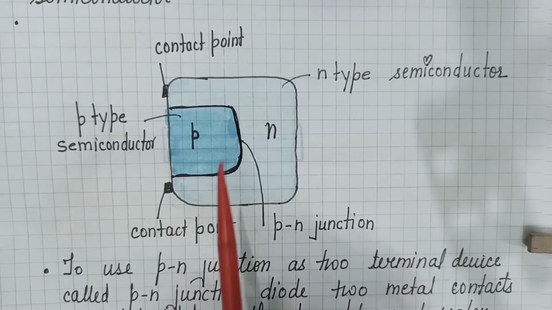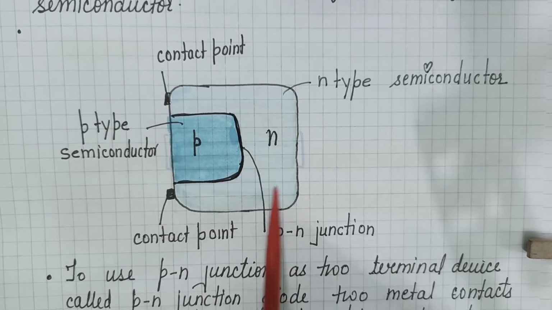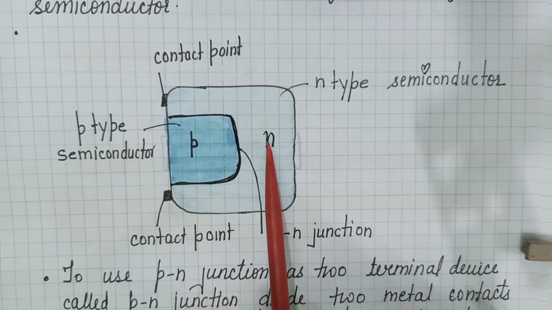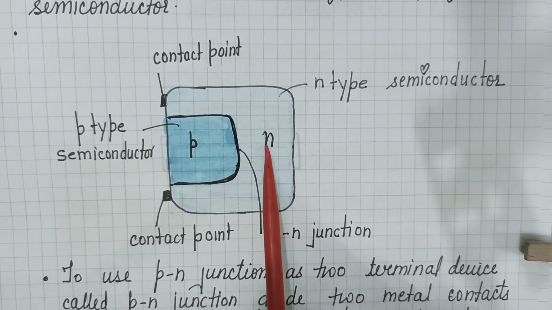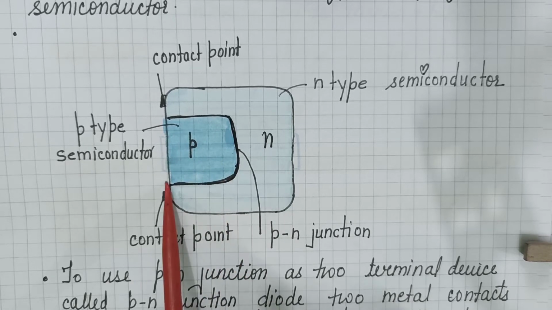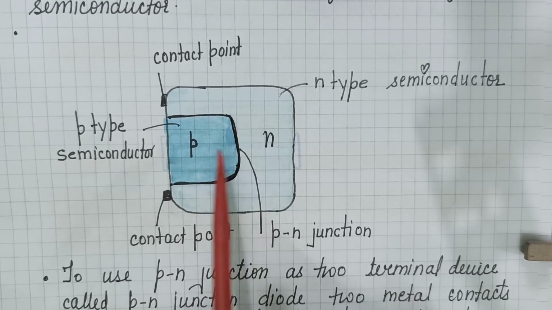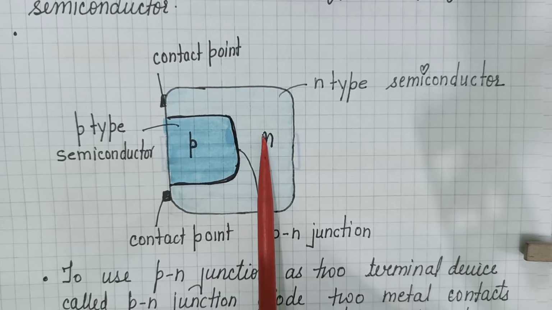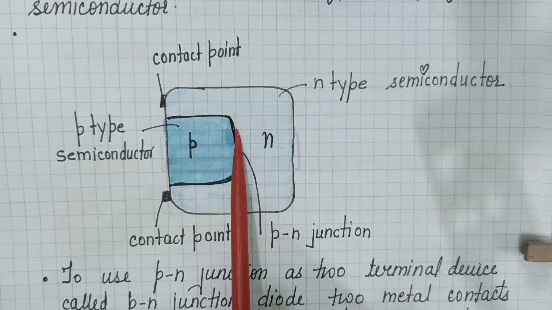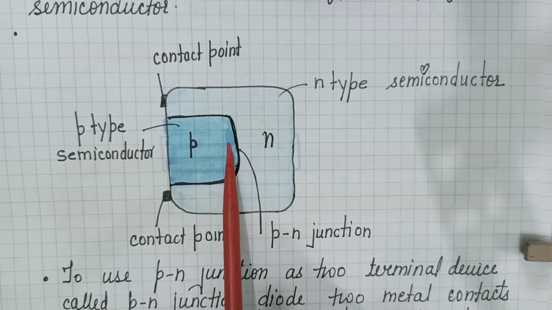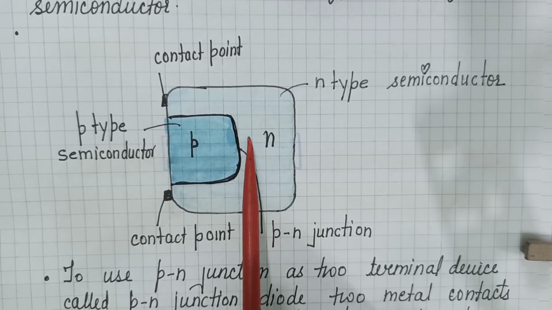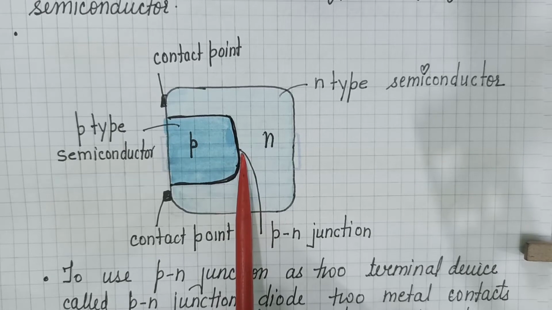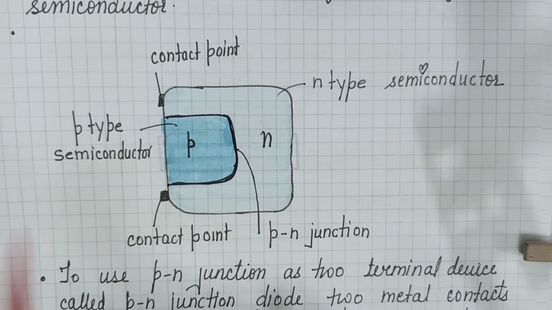Now come to the p-n junction. When a piece of pure semiconductor is doped on one side with pentavalent impurity and on the other side with trivalent impurity, the region where the P-type and N-type semiconductors meet is called the p-n junction. At this junction, two main important quantities are to be discussed: one is the potential barrier and the other is the depletion region. So let us know the definition of these two quantities.